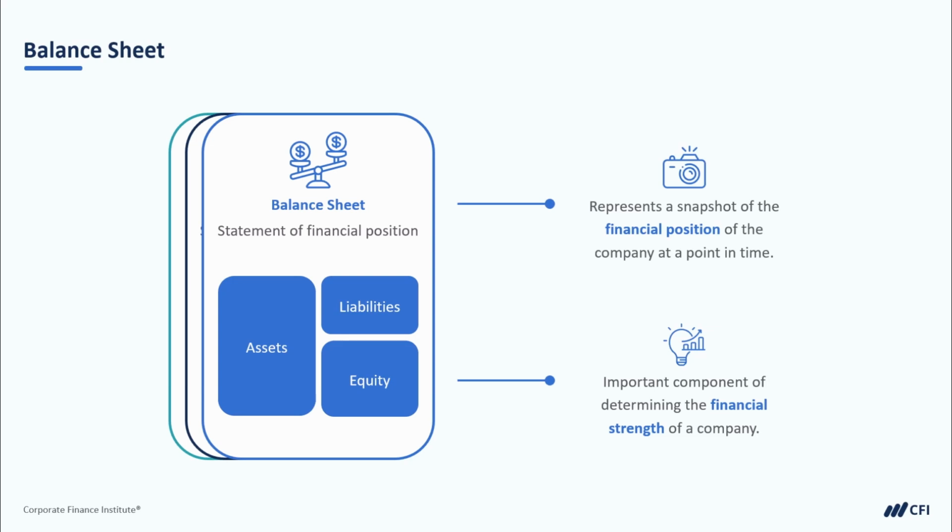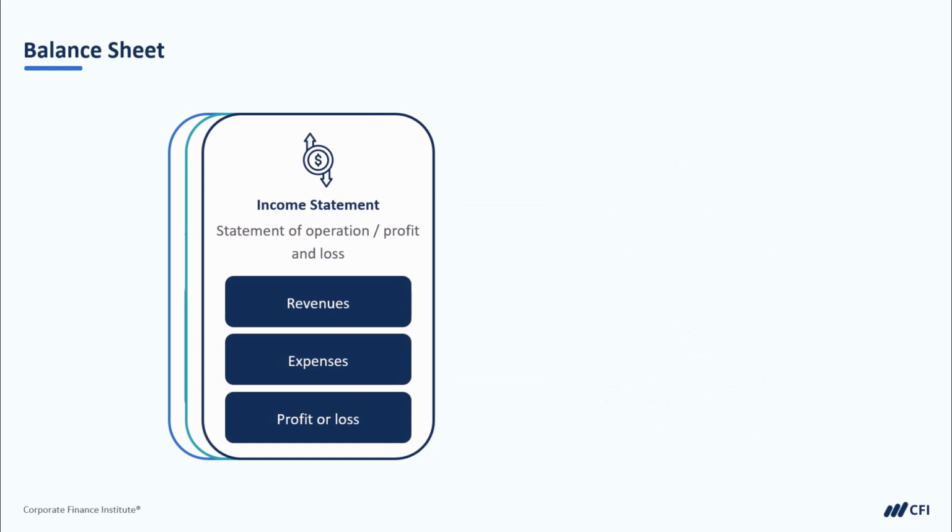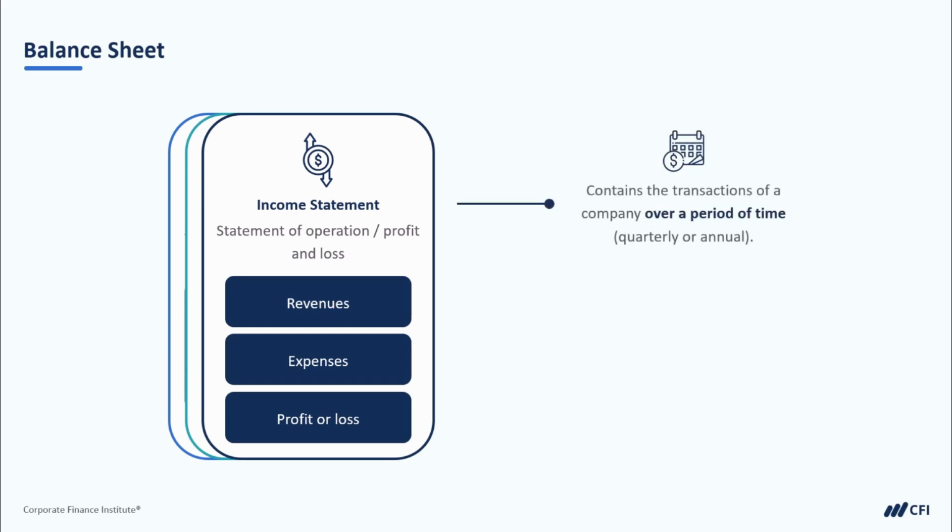Now let's return to the income statement. It's also sometimes referred to as the profit and loss account, statement of operations, or simply the P&L. It contains the transactions of a company over a period of time, typically quarterly or annually. It also uses accrual accounting rules, so the income statement shows all of the revenues earned and expenses incurred throughout the period, irrespective of when the cash came in or cash went out.